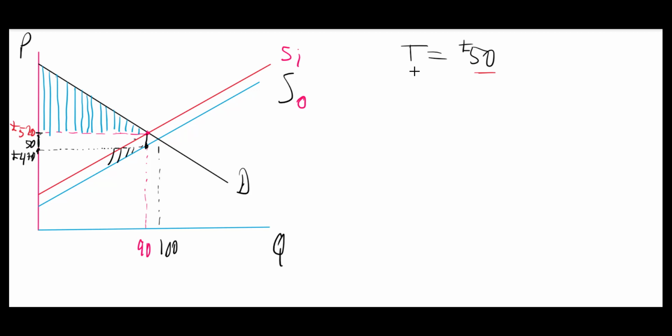So there are suppliers who are still willing to supply the product at lower prices, but they're just receiving 470 now, not 500 anymore. Yeah, so their surplus has also shrunk. So that's also not good from the perspective of the suppliers too.